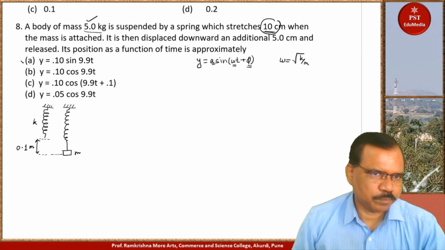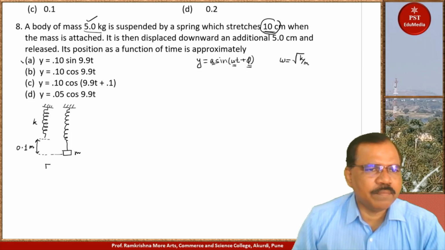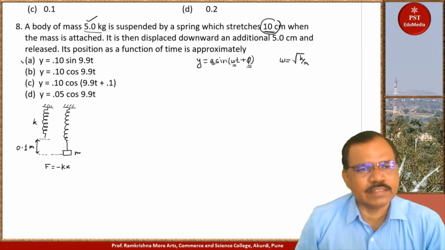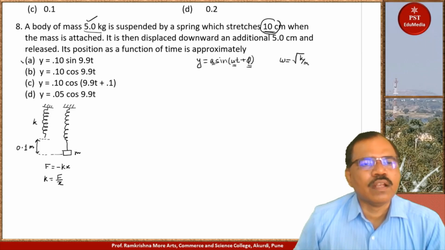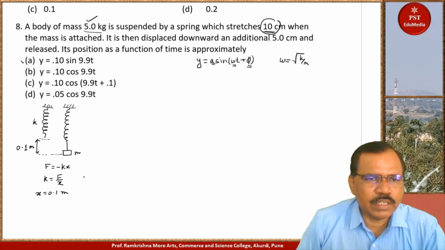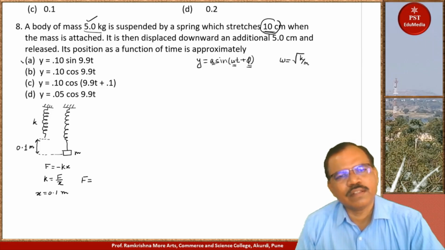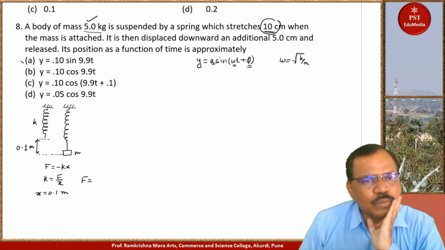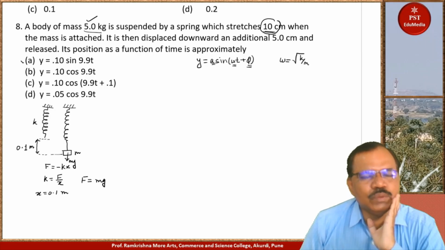And we know Hooke's law, F is equal to minus kx. So here magnitude, k is equal to F upon x. Now x is extension, that is 0.1 meter. But what is F? Due to mass, force will act, and that force is in downward direction. So it is mg. So F is m into g.